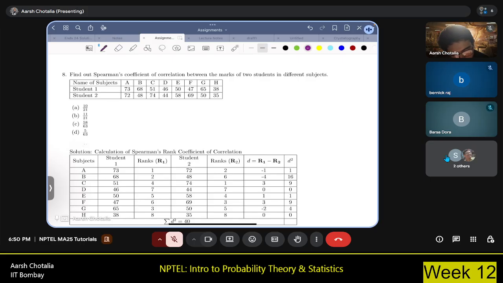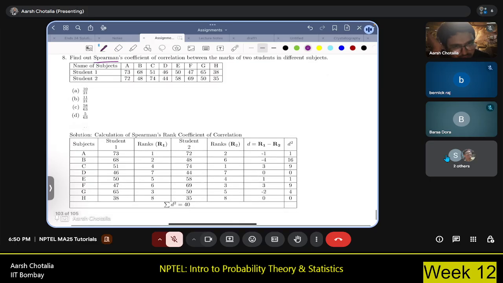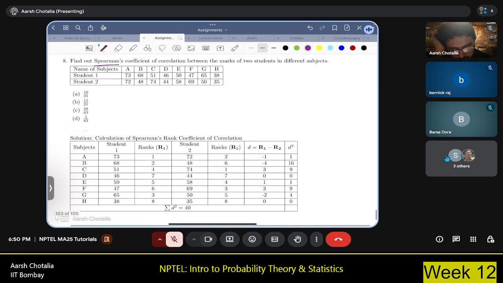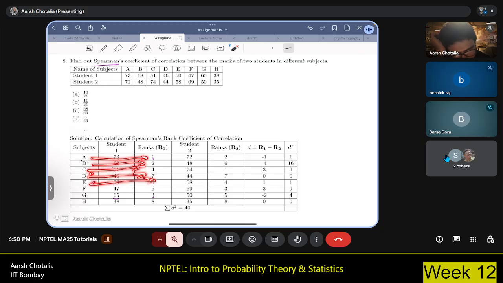We have to find Spearman's coefficient of correlation between the marks of two students in different subjects. So this is about rank, right? And this is what I showed earlier also. The idea is that you make vertical columns, and for each student you give ranks. So for student 1, subject A is the highest, so rank 1. Then B has the second highest, 2. Third highest is 65, so 3 here, etc. So for every subject you have a rank.